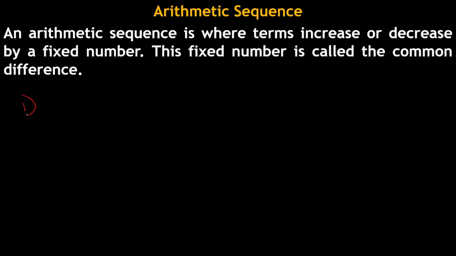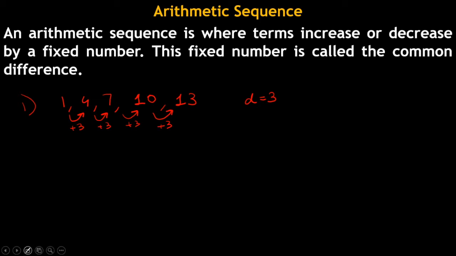In our first example, we have 1, 4, 7, 10, and 13. If you look at this pattern closely, we see that each number is being incremented by 3, right? So in this example, the common difference is 3. Let's look at another example.